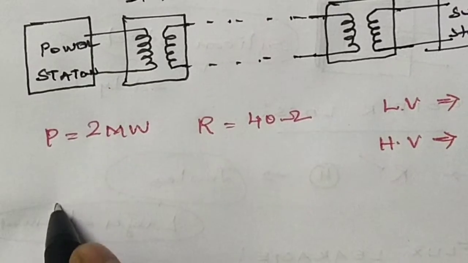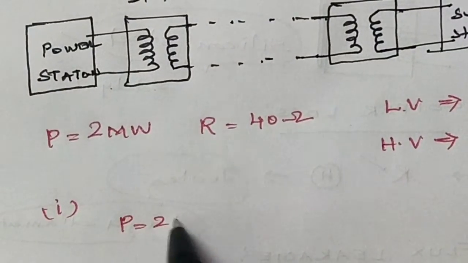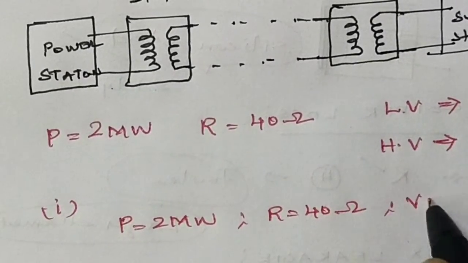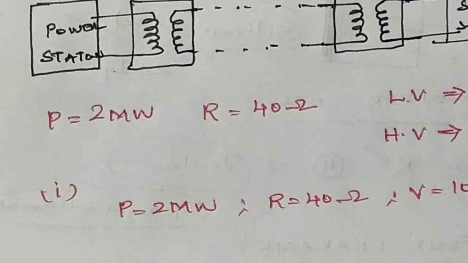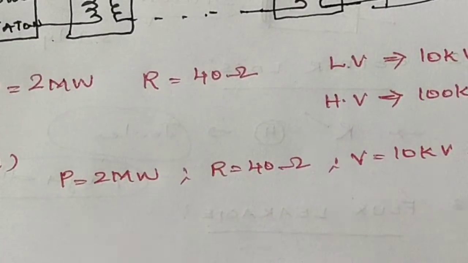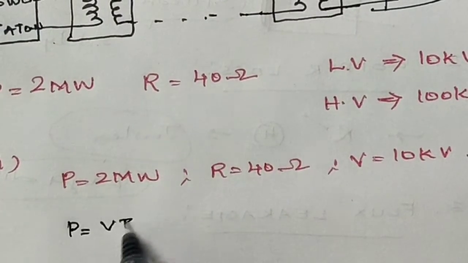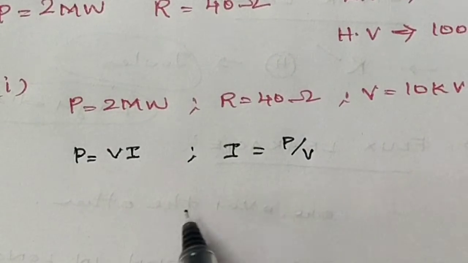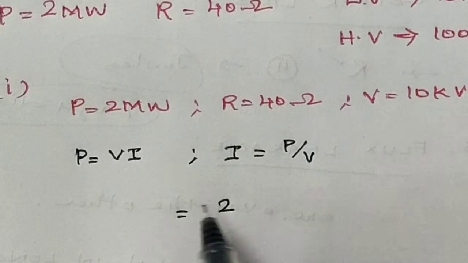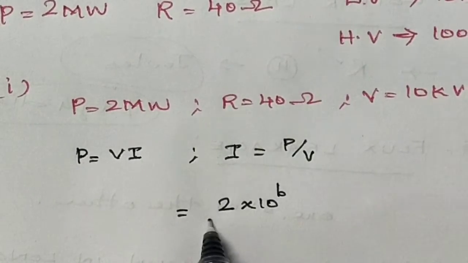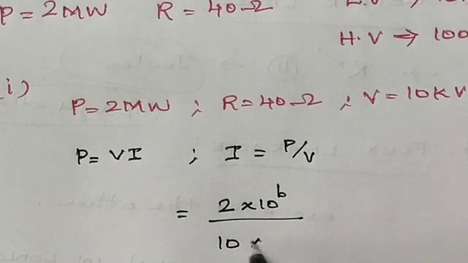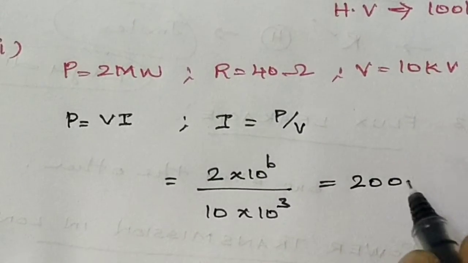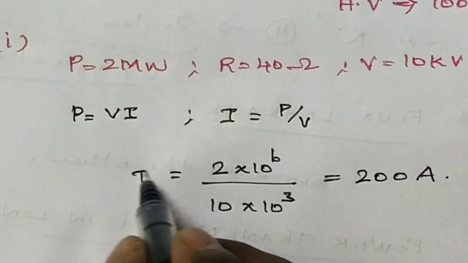Now moving to case 1: power 2 megawatt, resistance 40 ohm, and we take the low voltage, that is 10 kilovolt. Here, we already know P equals VI, so we can find the current as P by V. Substituting, power is 2 megawatts, mega means 10 power 6, divided by voltage 10 kilovolt, kilo means 10 power 3. After cancelling, we get the current as 200 ampere. So that is a high current.